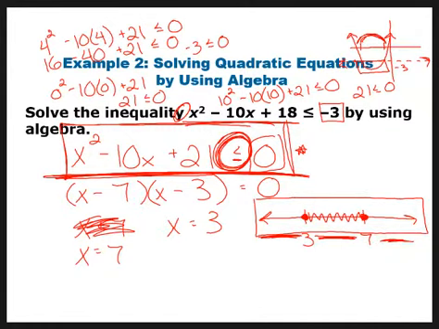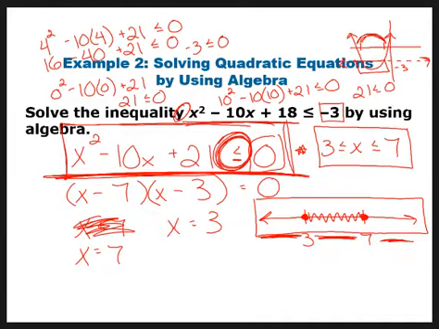Now the last thing would be, how do we write that? Well, there's a couple different ways you can write that. One would be just to say 3 is less than or equal to x, which is less than or equal to 7. Or basically, 3 and 7 are the outside boundaries for your solutions, or x could be anything in between them.